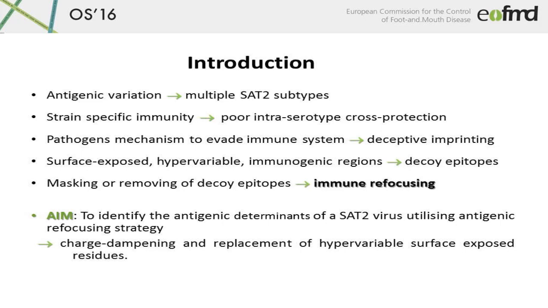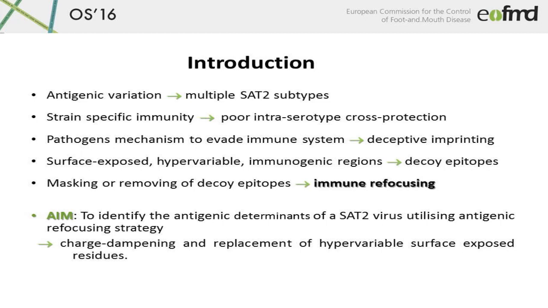Foot and mouth disease virus induces strain-specific immunity. Therefore, there's poor cross-protection between viruses within the same serotype. Problematic pathogens like HIV, influenza virus, including FMDV, evade the immune response by inducing strain-specific immunity, and this mechanism is known as deceptive imprinting. These imprints are surface-exposed, hypervariable immunologic regions known as decoy epitopes.